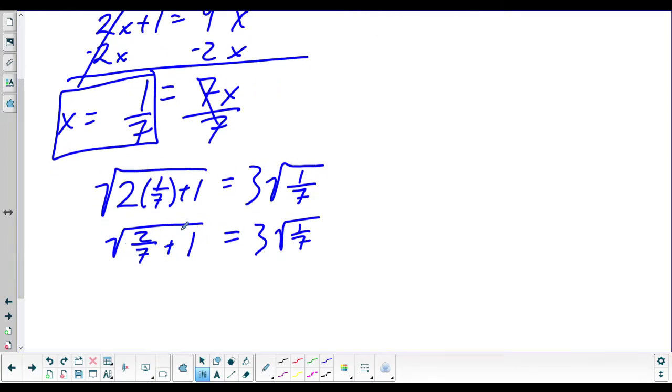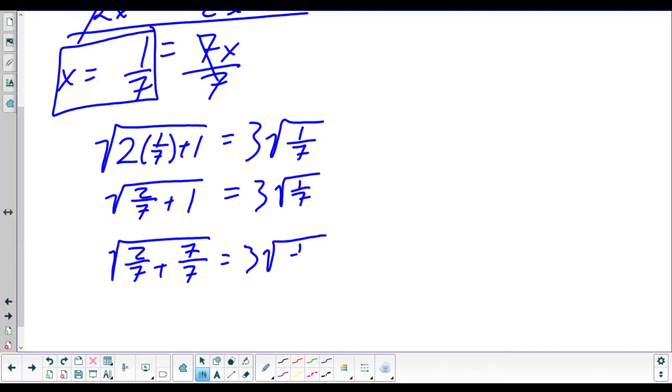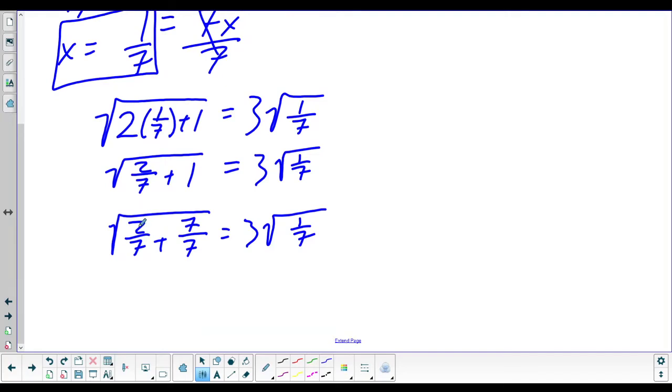Here we need to turn this into a matching denominator. So we're going to have radical 2 over 7 plus 7 over 7 equals 3 times radical 1 over 7. All right, 2 sevenths plus 7 sevenths is 9 sevenths, equals 3 over radical 1 over 7.